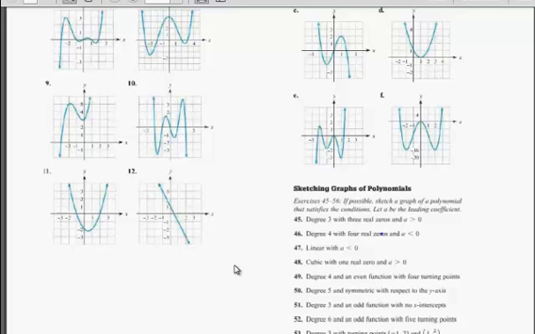Let's look at a couple of these and talk about increasing and decreasing intervals, all right? When it's greater than or less than. I'll go ahead and pick on this one right here. I'm going to go ahead in red, I'm going to mark where it increases, and then in green, I'm going to mark where it decreases.